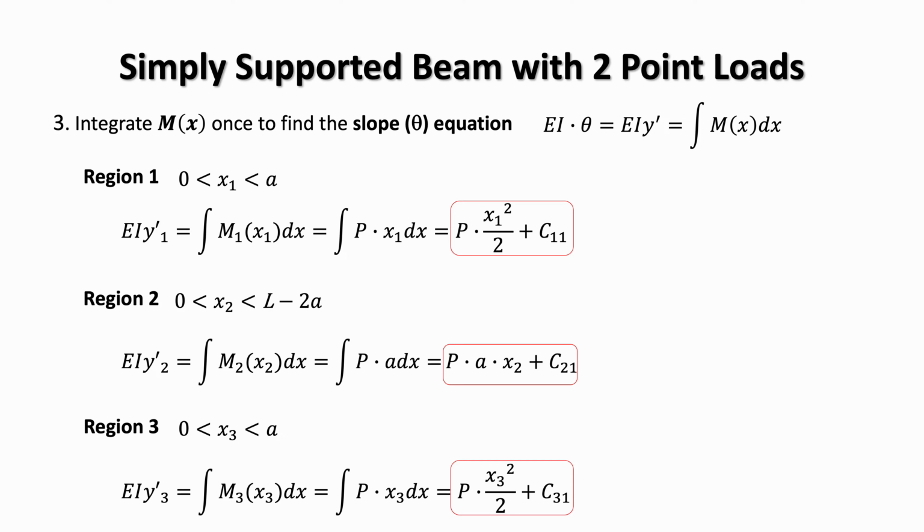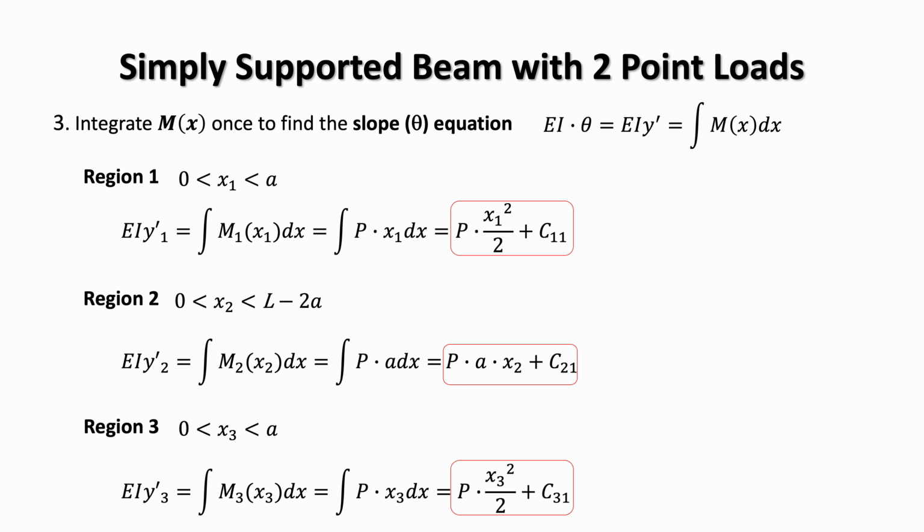In region 2, the bending moment was a constant PA, and integrating that gives us PAx2 plus C21. And in region 3, the bending moment was Px3, with x3 measured from the right-hand side support. Integrating with respect to x3 gives us Px3 squared over 2 plus C31.